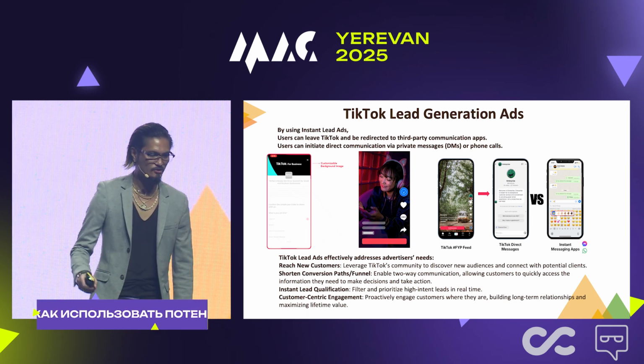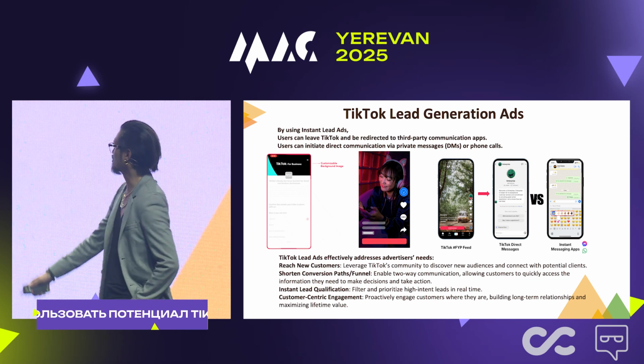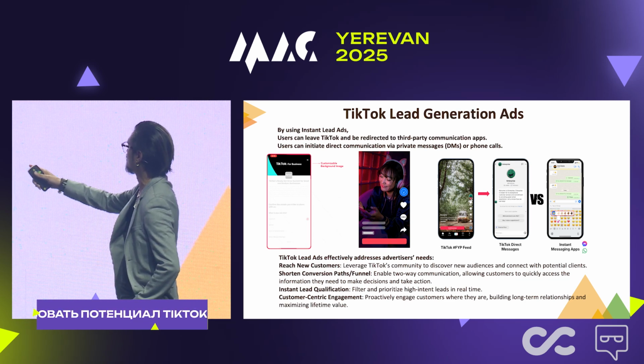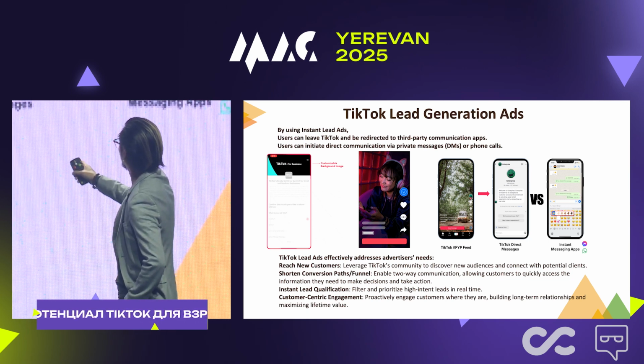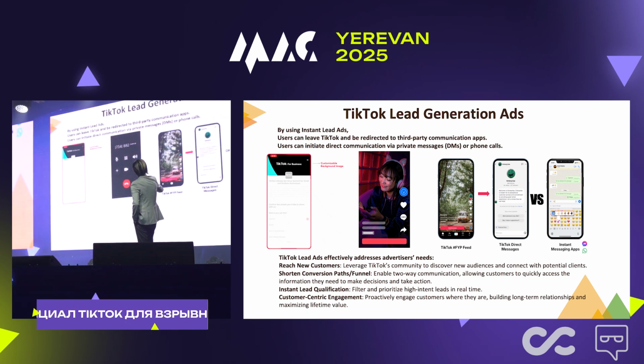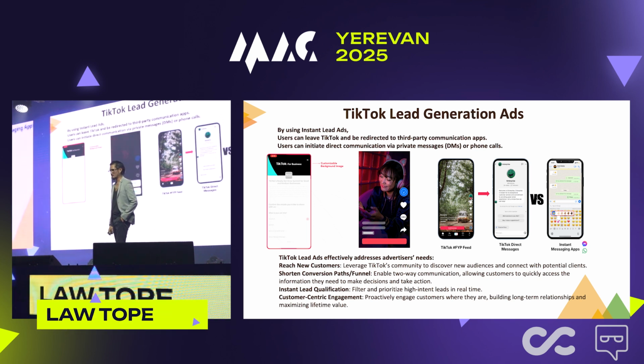So basically, users can initiate direct communication via private DMs. So this is the funnel right now. Right here, you can even do call. You have TikTok for your page, and then TikTok direct message for instant messaging apps. So what's the difference between if you get redirected to WhatsApp versus on TikTok itself?